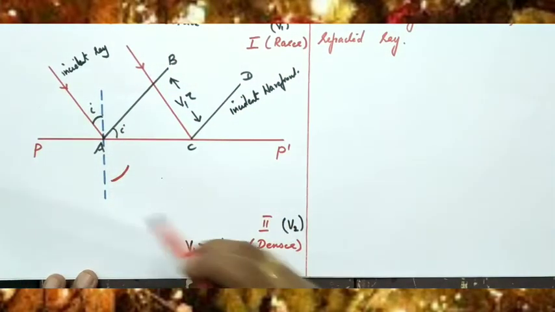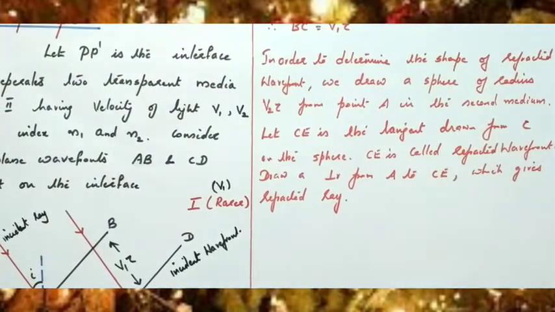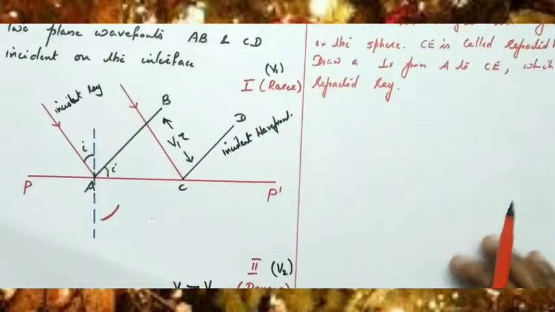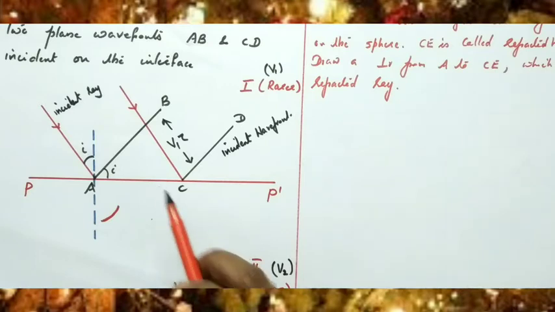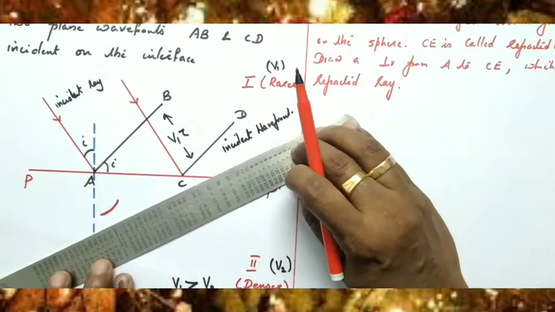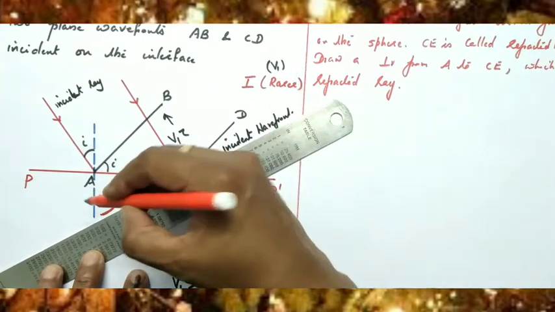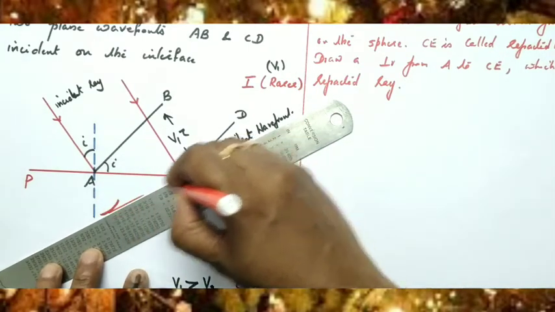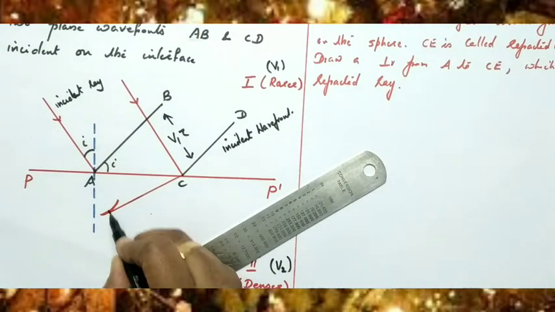Clear children? So here, in order to determine the shape of the refracted wavefront, we draw a sphere of radius V2 toe from point A in the second medium. Now we can draw a tangent from C onto the sphere or onto the curve like this. Draw a tangent from C onto the curve. Let the point be E.